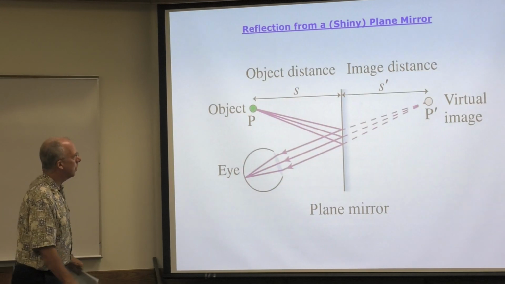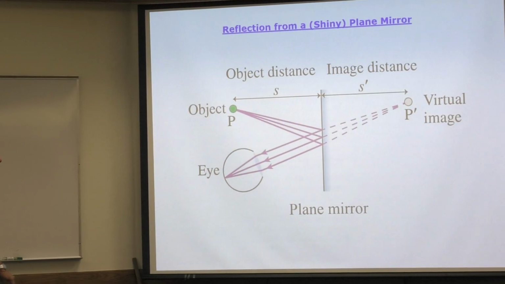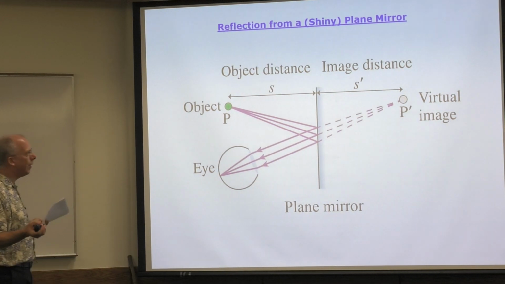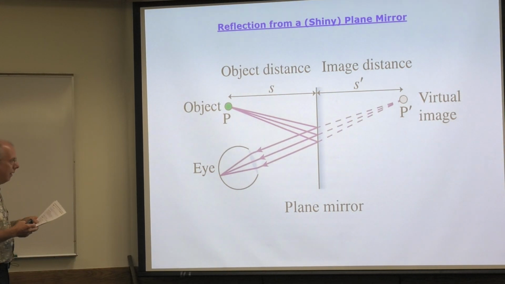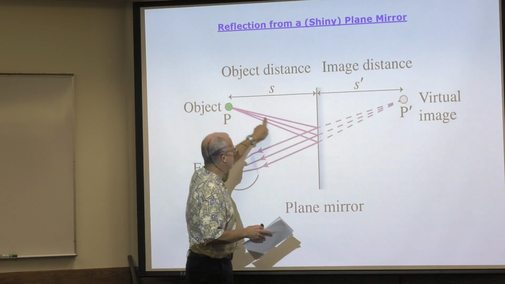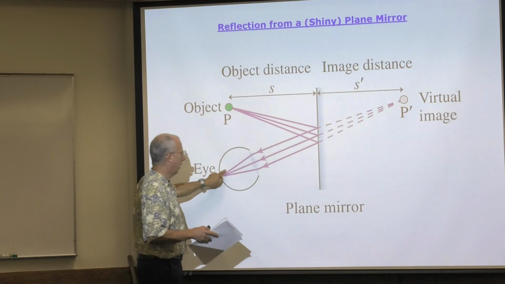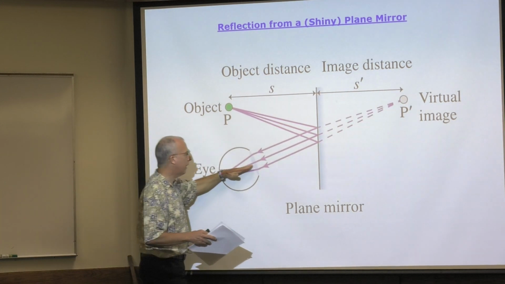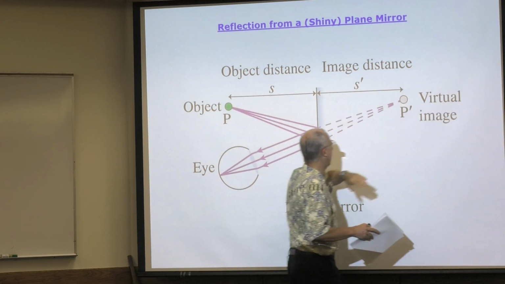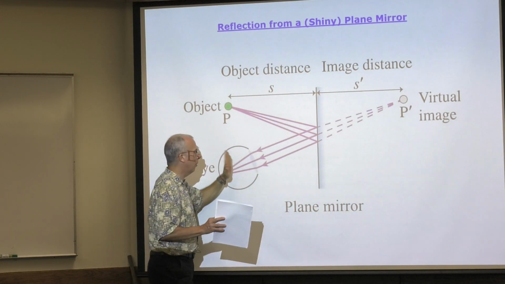All right, so let's talk about a plane mirror. What do you notice? First of all, the light rays reflect off of the mirror. But according to us, we think the image is here, right? So here's the thing.